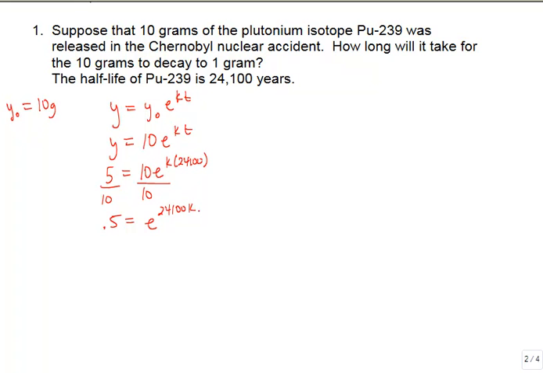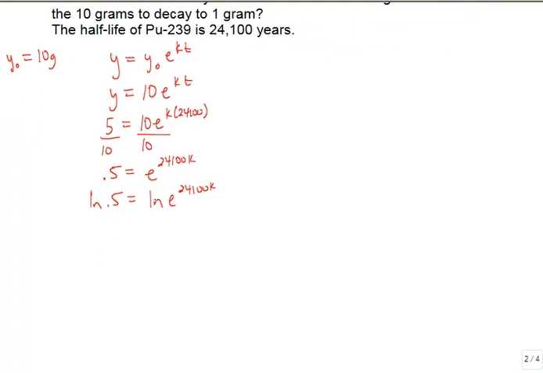24,100k. Now to solve this, you need to get past that e and undo it, and that's what an ln does. So I'm going to take the ln of both sides. An ln cancels out an e because the ln of e is just 1. And that's going to leave us with this power that we can bring down because of properties of logs. So to finish solving for k, I just divide by this 24,100 number.